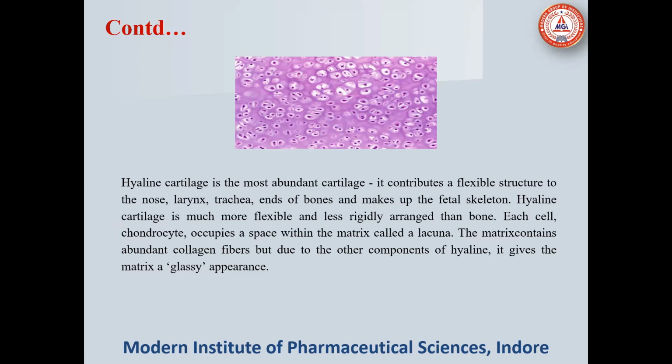Each cell, known as a chondrocyte, occupies a space within the matrix called a lacuna. The matrix contains abundant collagen fiber, but due to the other components of hyaline cartilage, it gives the matrix a glassy appearance. This is all about the microscopy of connective tissue.